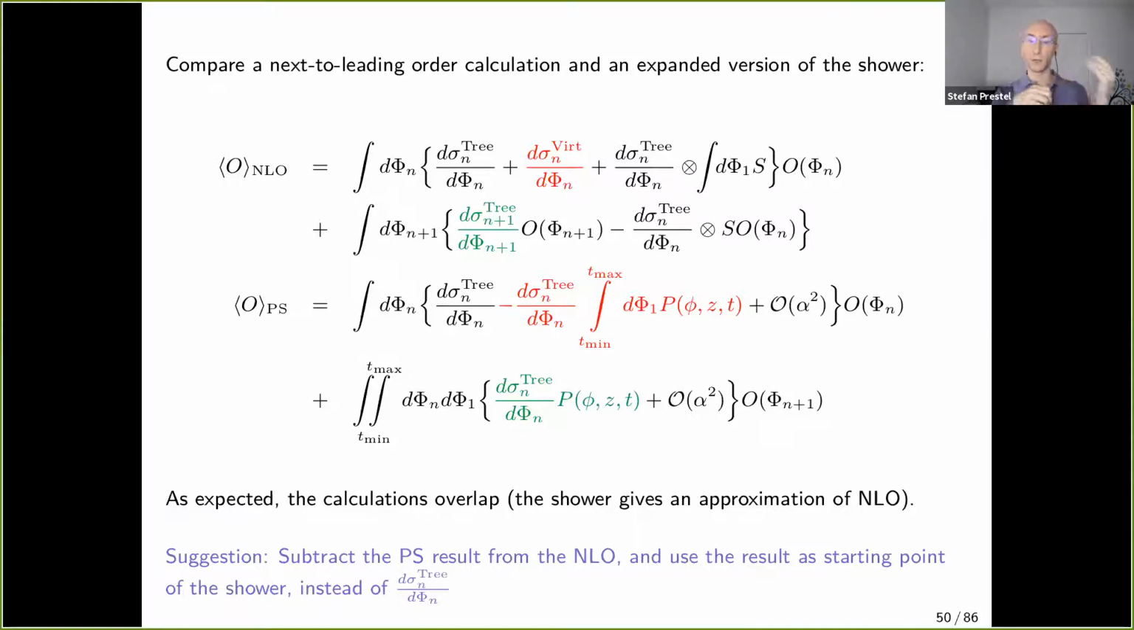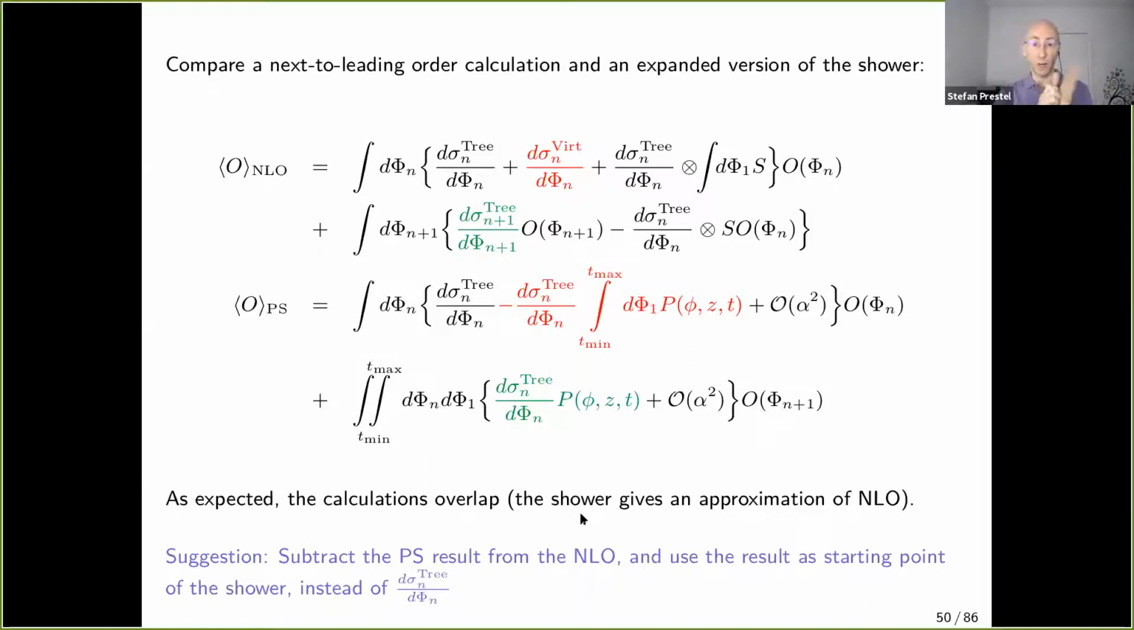Similarly, the parton shower can create real emission events, and it does so by starting again from a tree level prior distribution for n particles and producing an emission according to the approximated real emission matrix element that only contains the singular structure. So what you see is that because the parton shower provides an approximation of real emissions and virtual corrections, these two calculations overlap. If you want to combine them, you need to remove this overlap, both of the virtual corrections and of the real emission corrections.